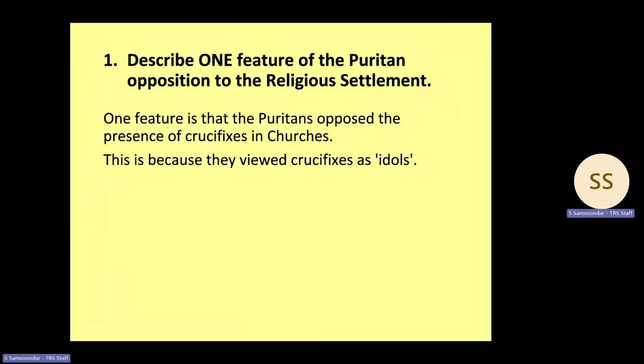In this case, my development I'm using here is the reason why. So this is because they viewed crucifixes as idols, but it'd be completely valid to also say that Elizabeth had to back down over this issue because you couldn't replace any bishops at the time who might resign, or that Elizabeth backed down, but she still kept a crucifix in her own private chapel.